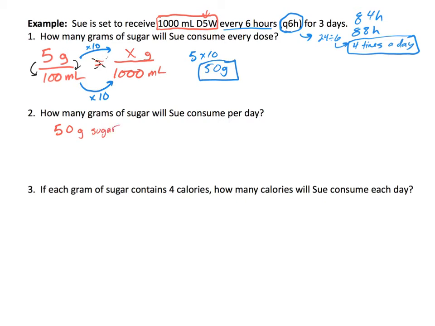So I'm going to use a proportion again. You might be thinking, well, do I really need a proportion if I can just do a quick multiplication? The answer is no. You're welcome to, if you see how this problem could be solved just with a short multiplication strategy, that's fine, but you should be able to support it with ratios. And this is how we could do that. If there's 50 grams of sugar in one dose, we have to think about the number of doses that Sue is receiving. And we calculated that up above. If she's receiving this D5W every 6 hours, that means in one day she's going to be given 4 doses.